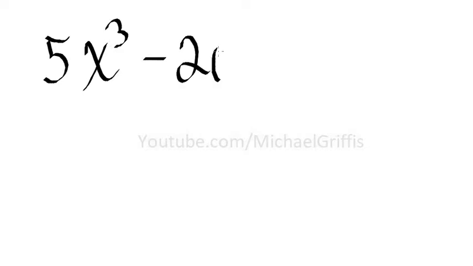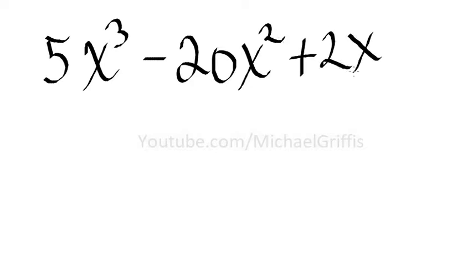Let's take a look at another one here. 5x cubed minus 20x squared plus 2x minus 8. You might be asking the question, why do we have to factor anyway? What is all this about? Well, later on in the story, you'll need to factor to find what are called the solutions to the equation. It's extremely important.